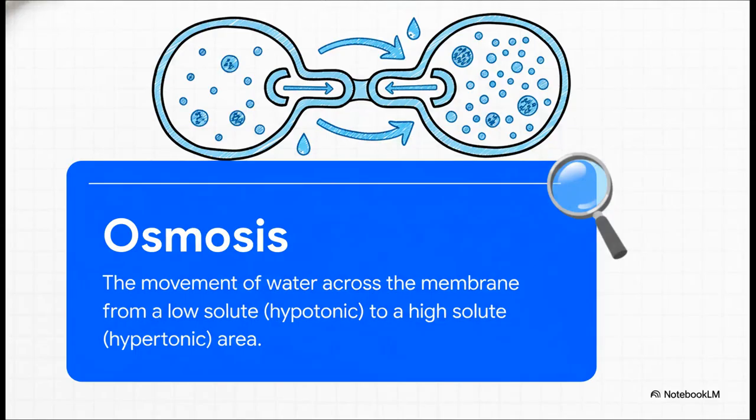Of course, we can't forget about water. The movement of water is so important it gets its own special name, osmosis. Water has its own dedicated VIP channels called aquaporins, and it's always moving to try and balance things out. It flows from an area with less stuff dissolved in it, what we called hypotonic, to an area with more stuff dissolved in it, or hypertonic.